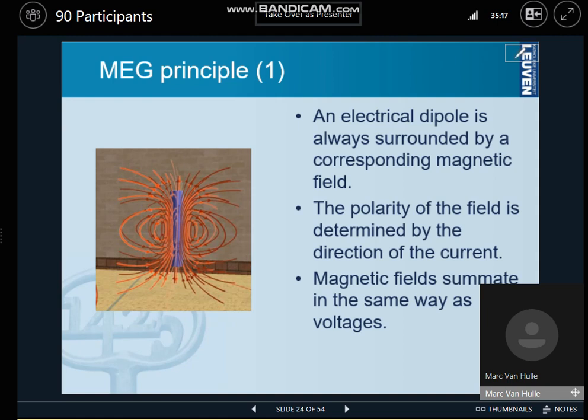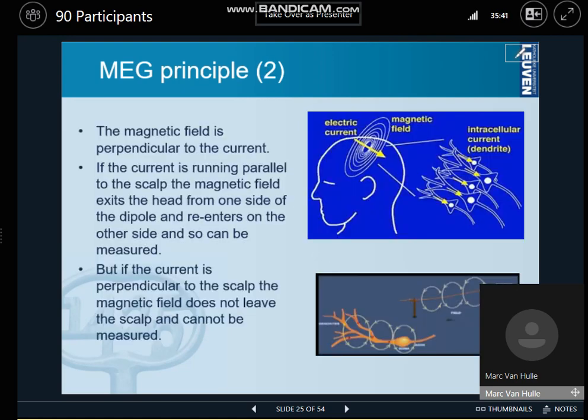Magnetic fields also summate in a similar way as electrical dipoles can summate. So, similar story, if large groups of neurons generate these magnetic dipoles, that activity can be picked up by these sensors. They're called SQUID sensors. It is a bit of a forced name. These are sensors, as I said, based on Josephson junctions that can pick up extremely small magnetic field changes.